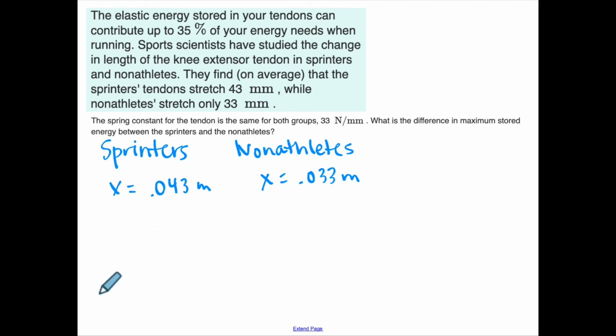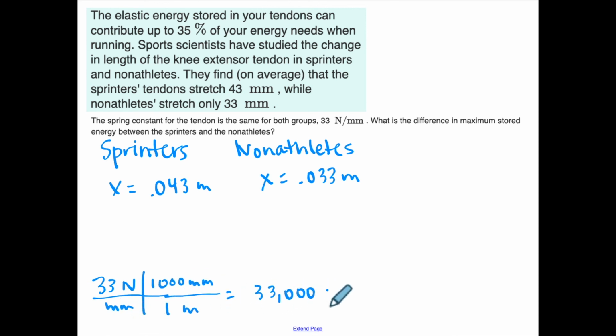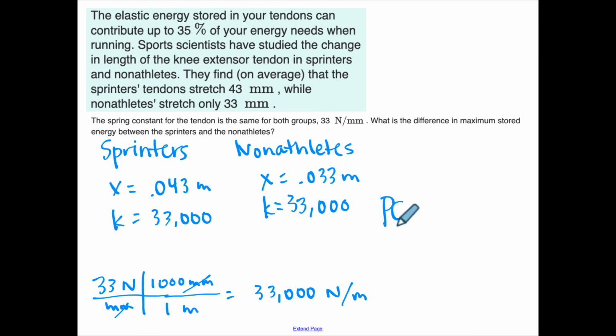So they both have a spring constant of 33 newtons per millimeter. Now we're going to have to convert that. So 33 newtons per millimeter, we would get 33,000 newtons per meter. For both of these, K would be 33,000. You would use the formula, potential energy of a spring equals 1/2 kx squared for both of these, and then subtract them to find the difference.